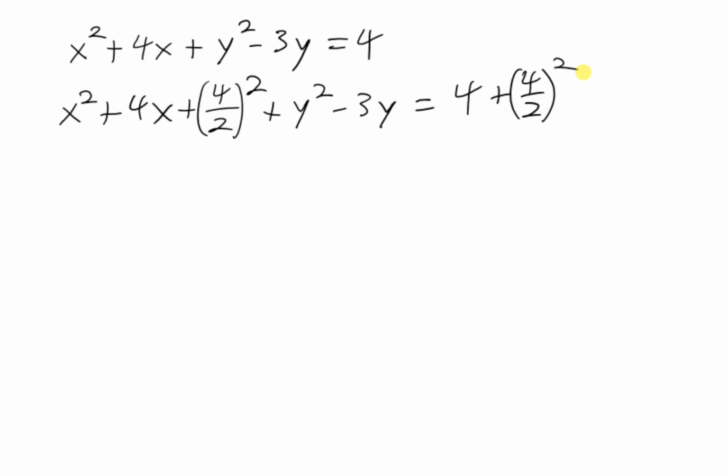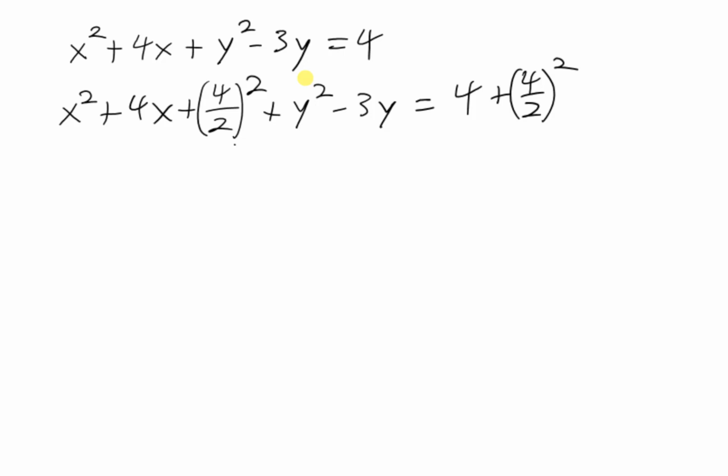Now, it might not make any sense that we chose this particular value, (4 over 2) squared, like why did we add that to both sides? But you should be able to agree with me that it's legal to do what I did, right? I can add (4 over 2) squared to both sides, all right?